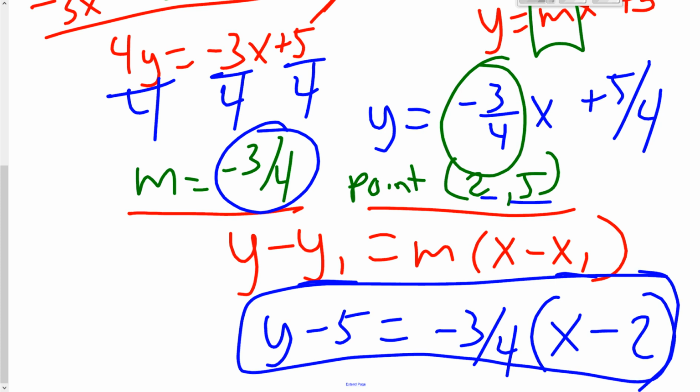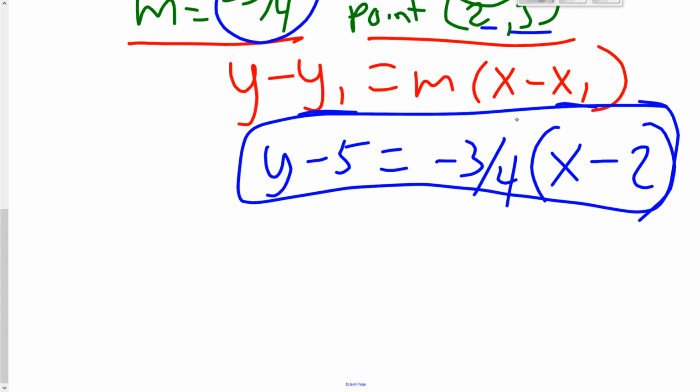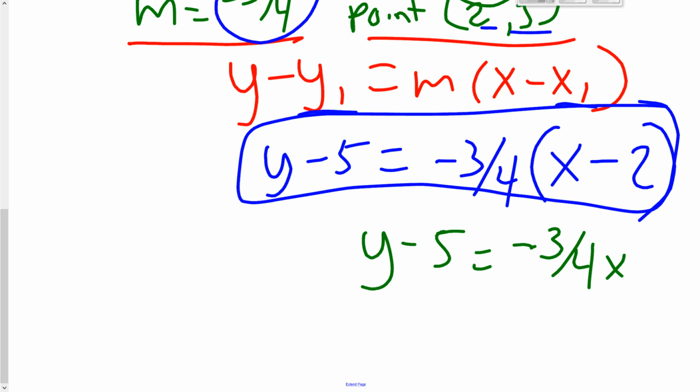If it asks you to put it in standard form, then you distribute that negative 3/4 to both of them. Put x and y on one side. Make sure you have no fractions. Sure, I'll go ahead and do it. Positive 6/4, which is 3/2. Alright, so positive 3/2 here.